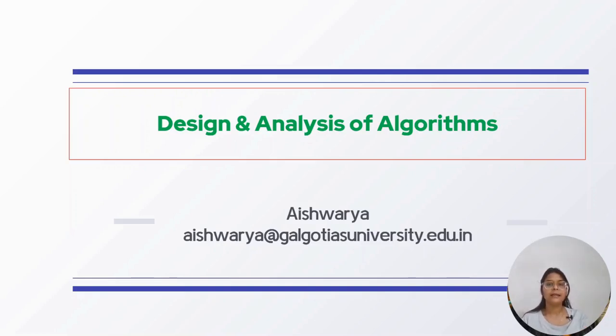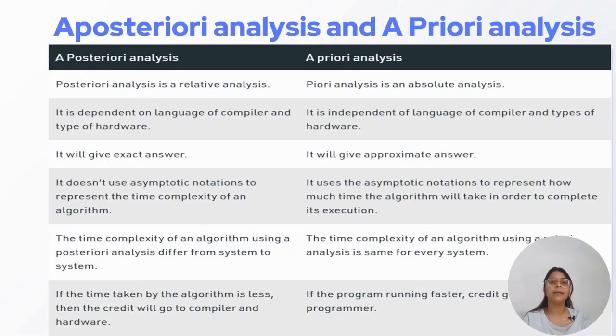In the course of Design and Analysis of Algorithms, today we are going to discuss the different types of analysis. If you are writing any algorithm, you can analyze it, or find the time complexity of that particular algorithm, in two different methods. First is a posteriori analysis. The second is a priori analysis. What are the major differences between the two analyses?